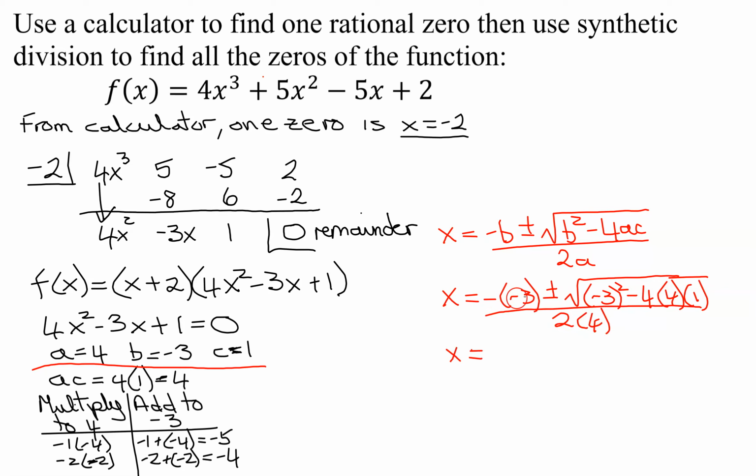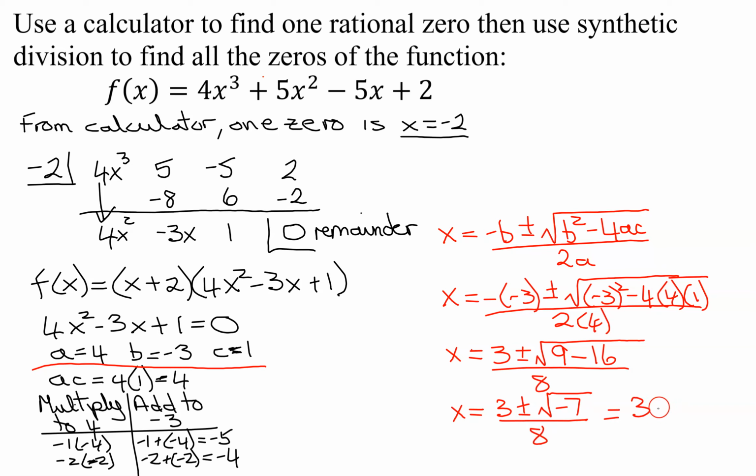So x equals, the opposite of negative 3 is 3, plus or minus the square root of negative 3 all squared is positive 9, minus 4 times 4 is 16, times 1 is 16, over 8. So x equals 3 plus or minus the square root of 9 minus 16, so it's the square root of negative 7, all divided by 8. So that's 3 plus or minus the square root of negative 7, which is just i times the square root of 7. You pull out the square root of negative 1 as i, all divided by 8, and nothing can simplify. So I'm running out of room, so I'm going to write my zeros up here.